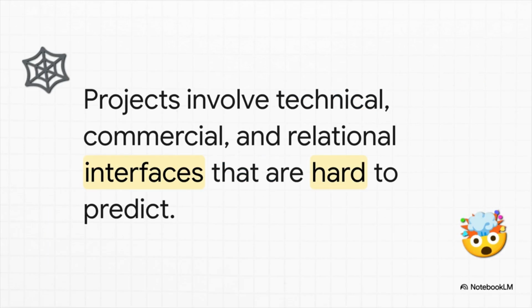Second is complexity. Projects are this tangled web of interconnected parts, right? You've got the tech, the contracts, the team dynamics, and here's the kicker. The real risk usually hides in the gaps between all those things. That makes it incredibly difficult to see trouble coming.